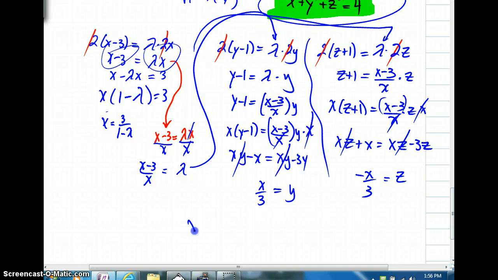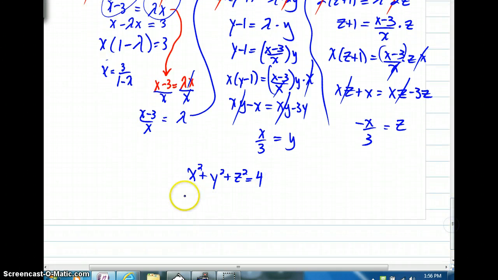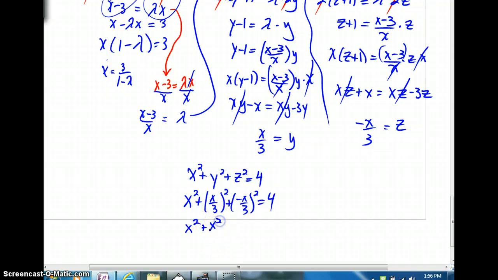Well, now what? Well, we've got x squared plus y squared plus z squared equals 4. And my goodness, we could say that our y is x over 3. Our z was opposite x all over 3. Let's just clean that all up super fast. We'd have x squared plus x squared over 9 plus x squared over 9 equals 4. And this is 9 ninths plus 1. So I guess we'd get 11 x squared over 9 if we just combined like terms.